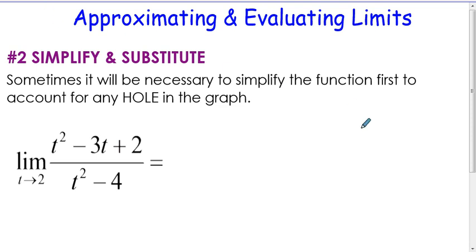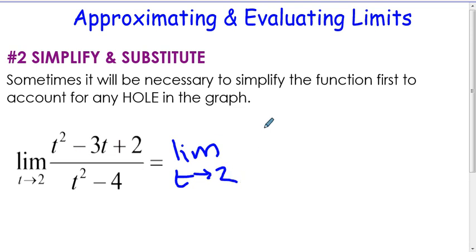All right, so the second way is to simplify and substitute. So we're looking at a rational function here. And remember, rational functions may have holes. So we need to check to see if there are holes. So to solve this, we want to factor the top and the bottom as far as we can. And then we want to see if we can cancel anything out, which is where the hole would be. So if we look here, we're going to take the limit as t approaches 2.